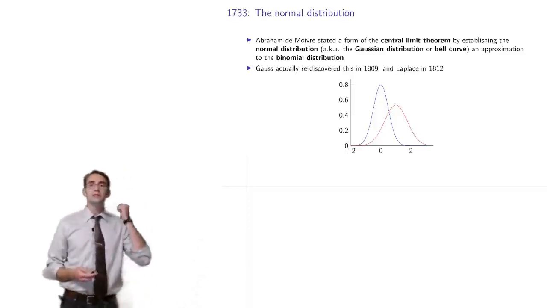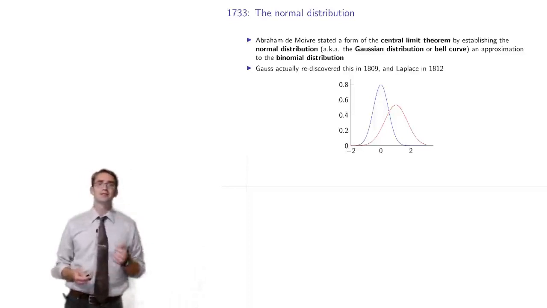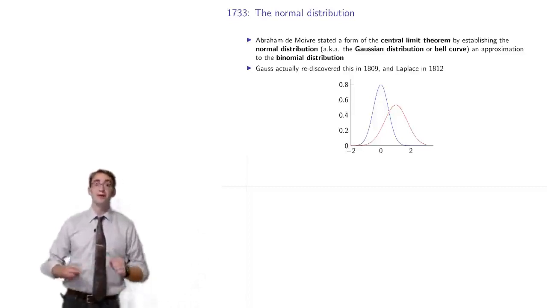The context in which de Moivre discovered this distribution is actually he was trying to approximate the binomial distribution, which you might remember from a probability course. But again, I'm not going to assume you know that. We're going to review all this stuff.